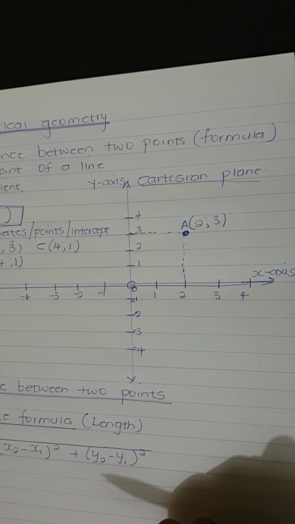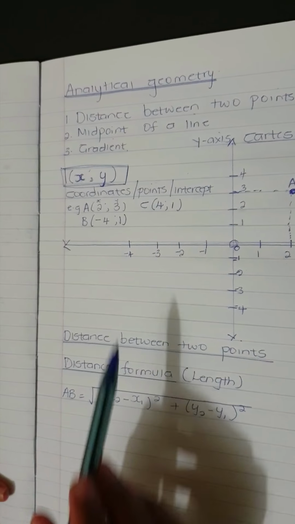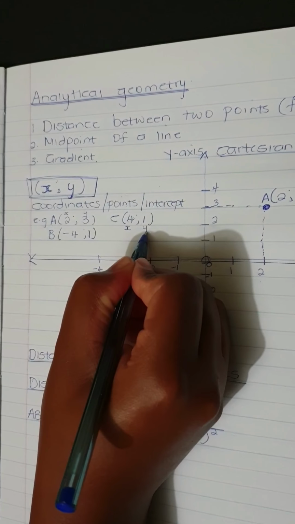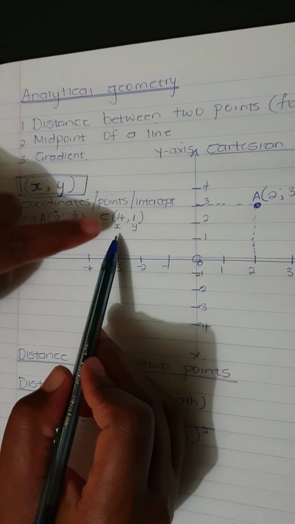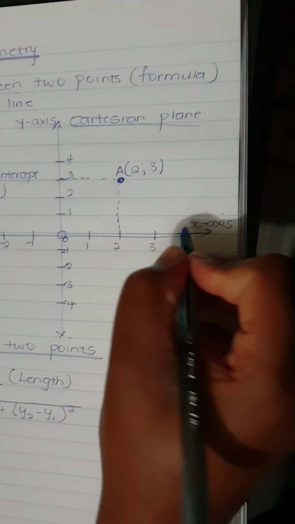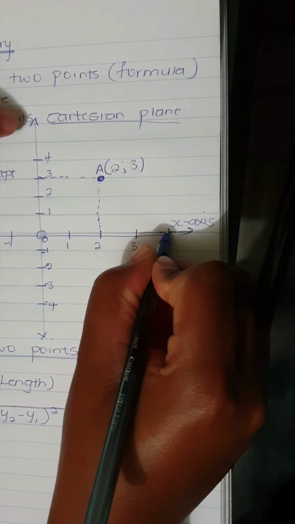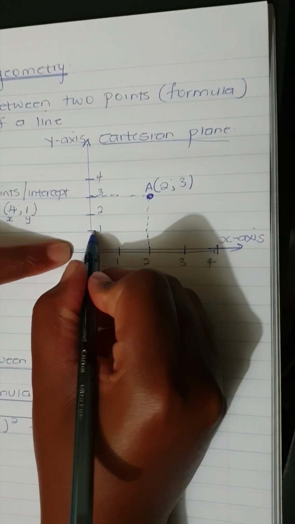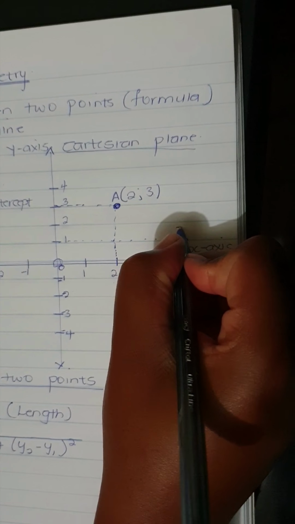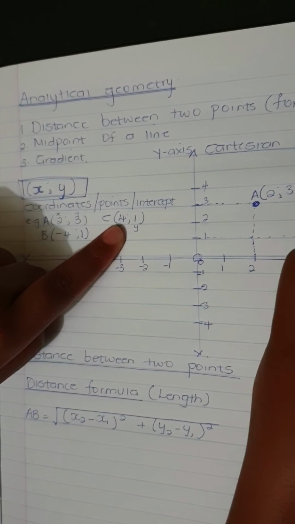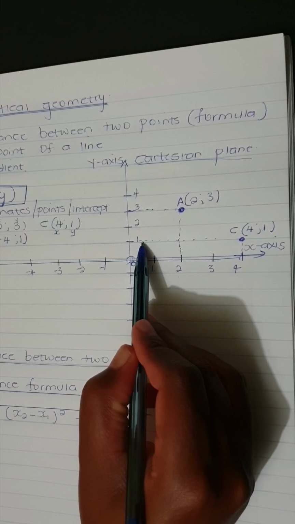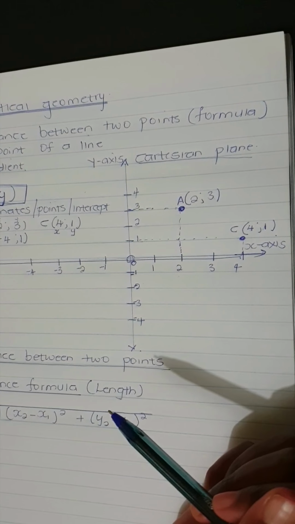Another example, point C. Point C is made up of 4 and 1. This one is the x value, this one is the y value. So we check our x-axis, positive 4, on this side. And then we check positive 1 on the y-axis. So our point there is point C. It's made up of 4 and 1. 4 is the x value, 1 is the y value.